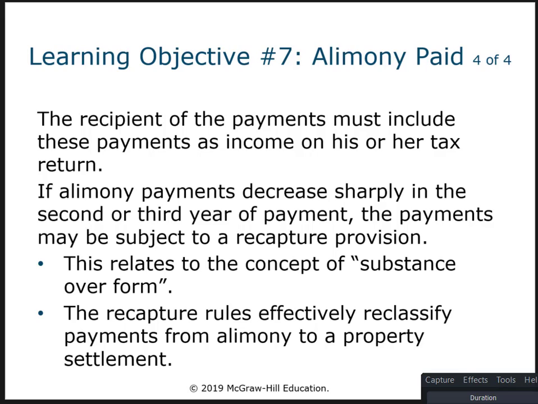And so we have rules that say, if your alimony drops by more than $25,000 between year 1 and year 2, or year 2 and year 3, then the part that it goes down like that is going to be considered a property settlement from year 1, and you're going to have to go back and treat it as a property settlement, refile your return, and take it off as alimony and leave it off, because the property settlement wouldn't be part of your tax return anyway.